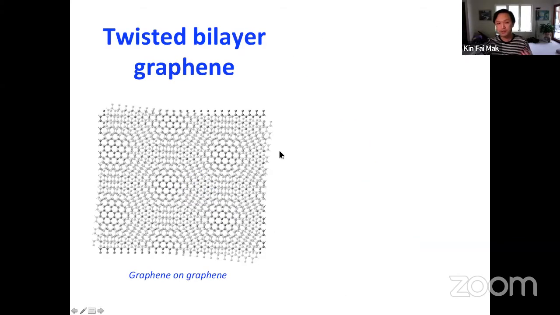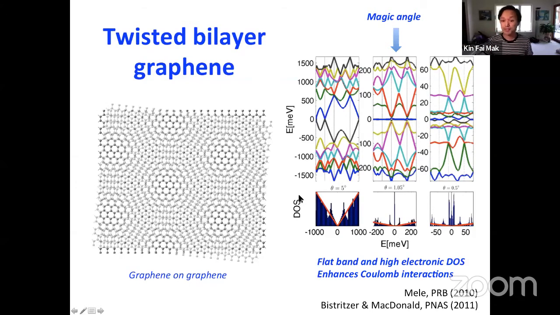Of course, you can also create a Moiré superlattice by twisting two homobilayers on top of each other, right? The most famous example is graphene on graphene. If you angle align them, no Moiré superlattice can be formed, but as long as you rotate the angle a little bit, you form a nice Moiré superlattice as shown here. What really triggered the huge amount of activity in the field is the prediction, and the subsequent experimental realization, that at around this magic angle, 1.1 degrees, first predicted in 2010 and 2011, very flat electronic bands can be formed near zero energy, or near the Fermi energy.